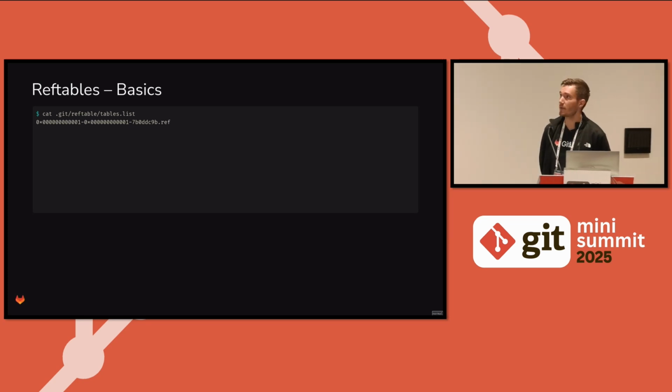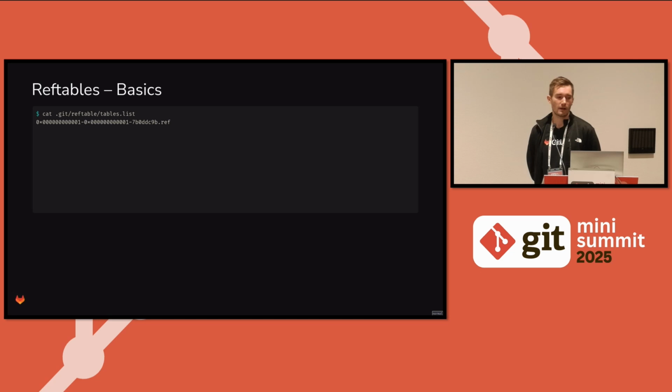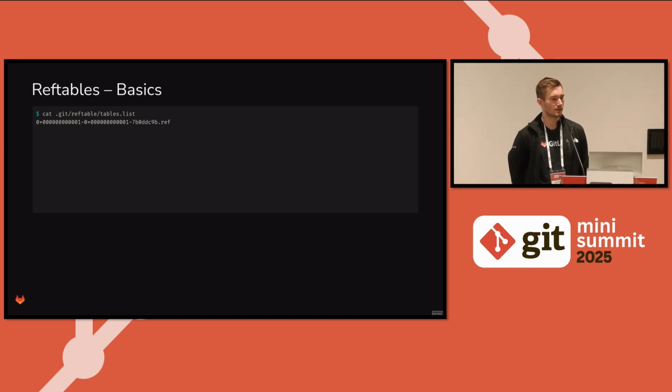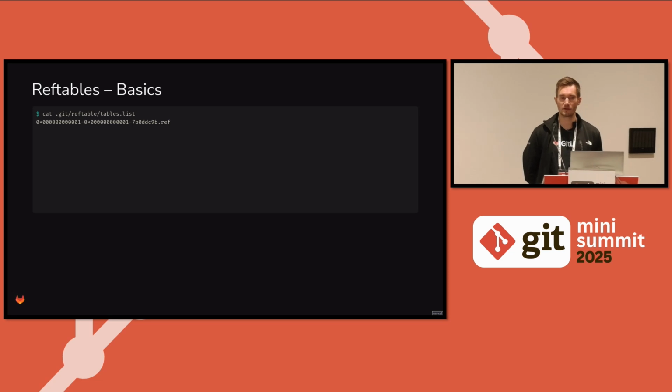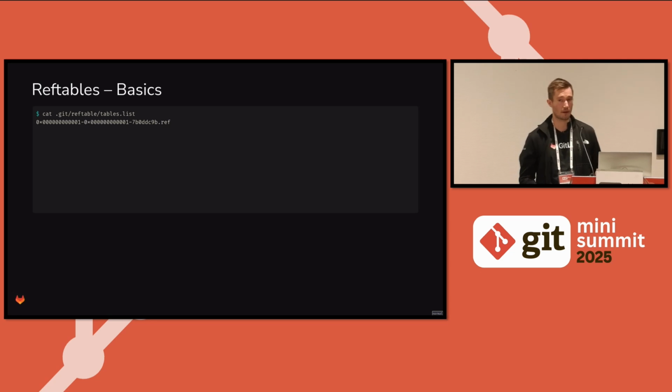The first data structure that is actually specific to reftables is the tables.list file. This file tracks the currently active list of tables. So whenever you update a reference, Git will write a new reftable to the repository and append it to this specific list. This mechanism is really important to reftables because it allows for atomic updates.